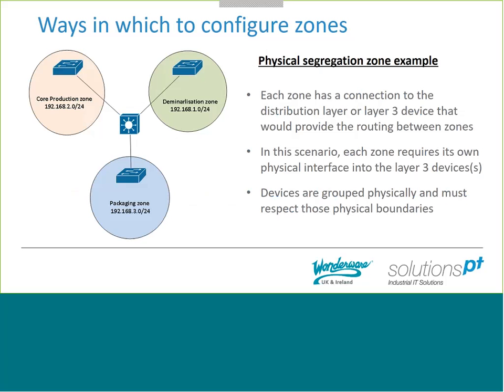These lines are essentially our conduits, so they're like a secure tunnel between each zone. So if something from the packaging zone wants to talk to the core production zone, it's got to negotiate through this layer 3 switch, this layer 3 device in the middle. So it could be that you've got a device in the packaging zone and it wants to communicate with a reporting server in the DMZ. Could be like a Wonderware OEE stuff. So it wants to go and communicate with this reporting server.